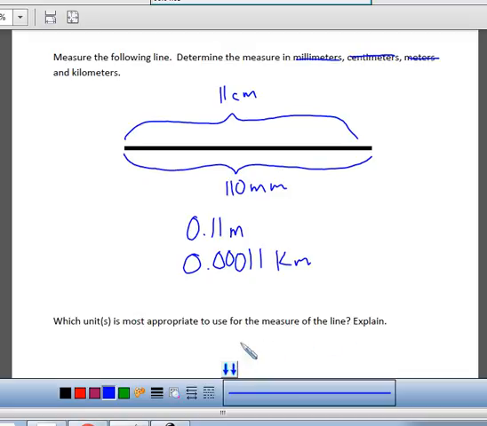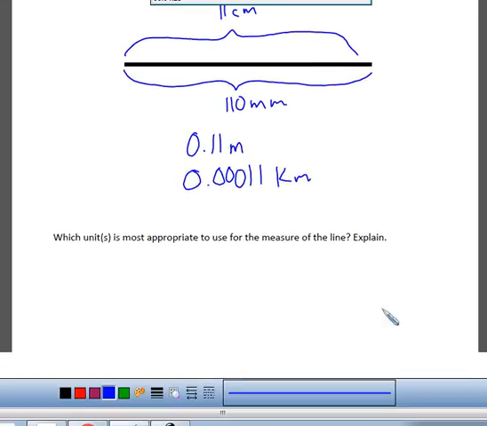All right, now, which unit or units is most appropriate to use for the measure of the line? Explain. Here's what we're going to do. I want you to try to decide and answer this on your own. This will be a great question for discussion. I'm going to put a star here, and so should you, and then write this down.